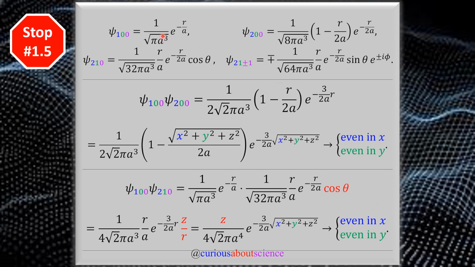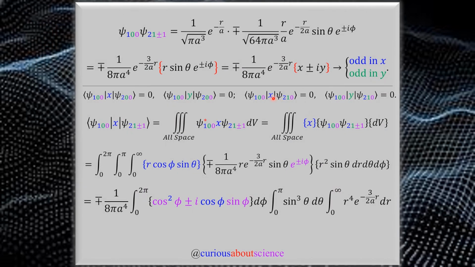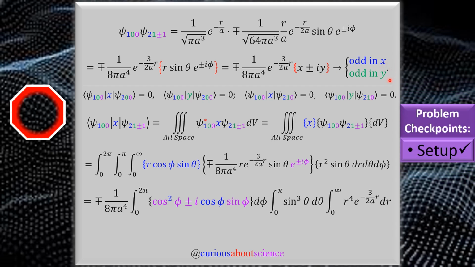Let's get to our last one, which is ψ100 and ψ21±1. From here, we multiply across plus or minus on the phase factor for the e, and we see that the minus signs get moved around. Then by using r sin θ e^(±iφ), which we showed in 11.2, that gave us x ± iy. Knowing that this r here is a square root, and then we multiply by x here and y here, we know that we're odd in x and odd in y. So this brings us through our setup stage, and we can go straight to step number 2.